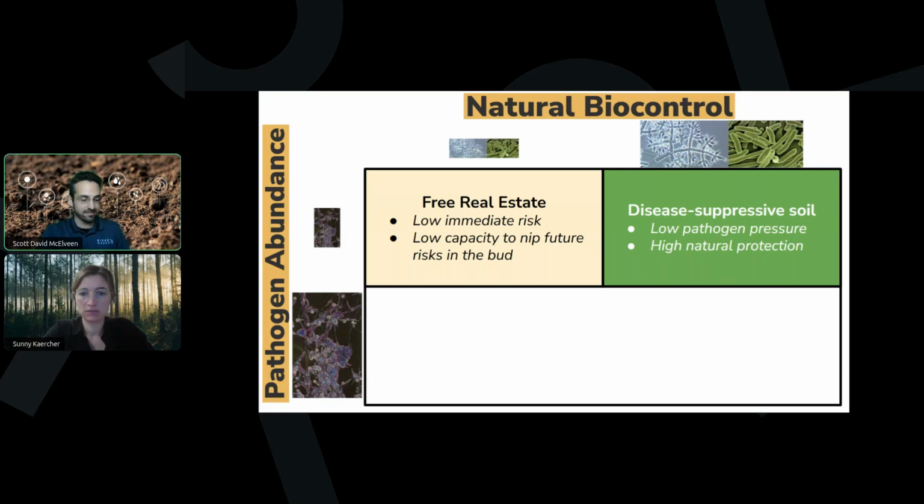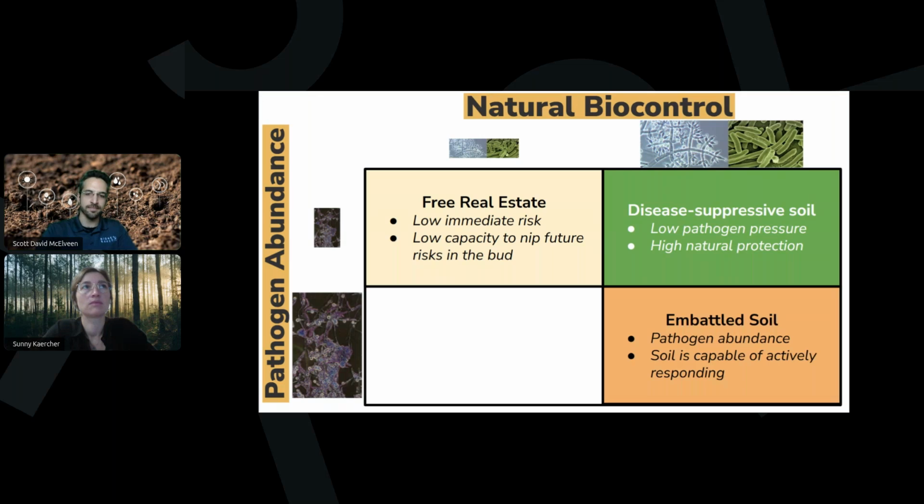That is that soil aggregate we saw that when the pathogen arrived, it didn't face headwinds. It was able to just proliferate, take over. So there's no risk right now, but we can't nip future risks in the bud if a pathogen blows in, is brought in on boots or machinery, or brought in on seed. If we have high biocontrol, high pathogen abundance, that soil is fighting. It's an embattled soil. Our crop is not alone in that fight.